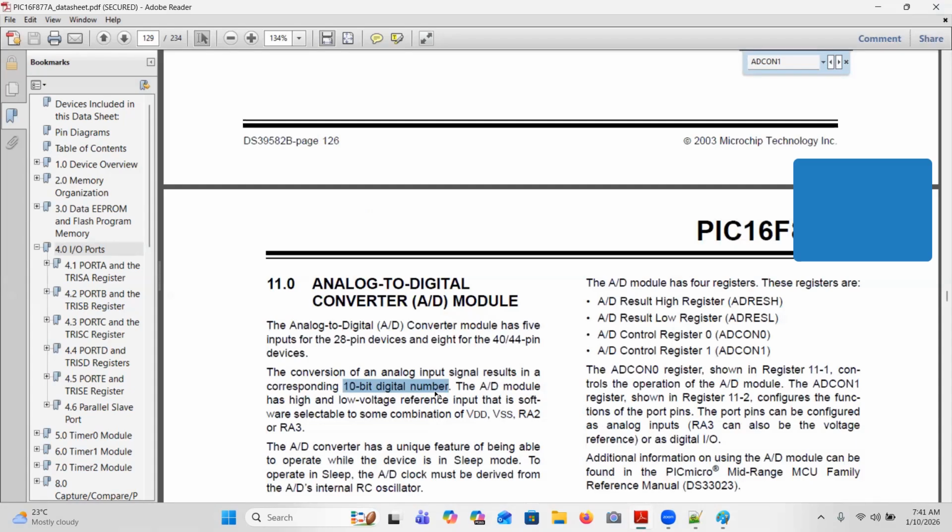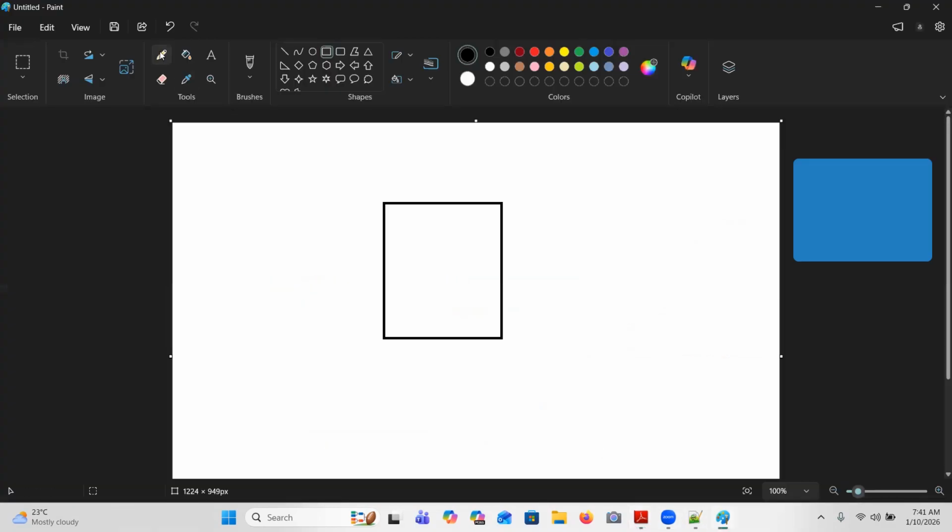Can we have a 10-bit register in an 8-bit microcontroller? Answer is no. If that is the case, what will they do? Actually, the ADC gives the converted result in 10 bits. I have 8 pins in this microcontroller, and those 8 pins are used for digitizing 8 analog inputs.